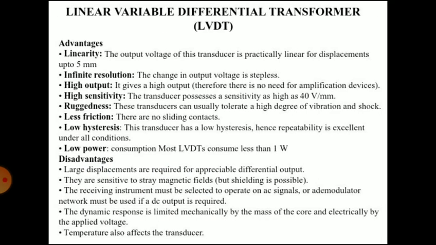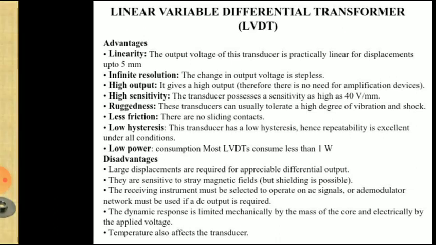So, the advantages: the output voltage of the transducer is practically linear for displacement up to 5 mm. Then infinite resolution, high output, high sensitivity, less friction, low hysteresis, and low power requirement. These are the advantages of the LVDT. Disadvantages: large displacements are required for appreciable differential output, and they are sensitive to stray magnetic fields. But shielding is possible. The dynamic response is limited and temperature also affects the transducer.